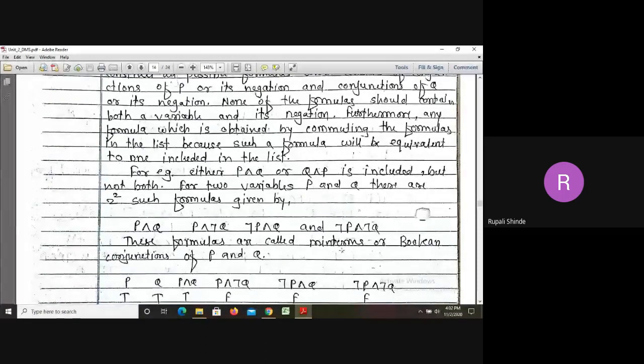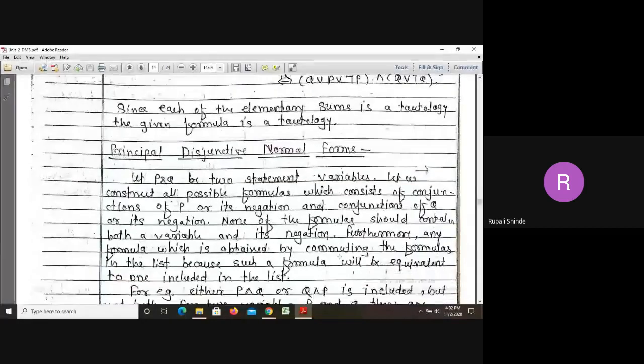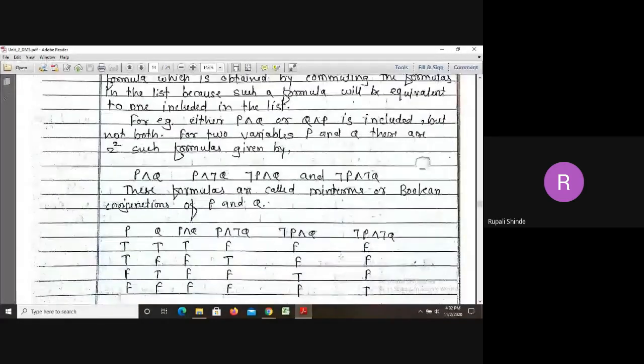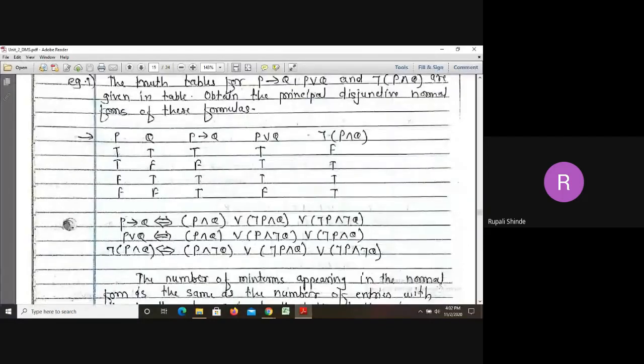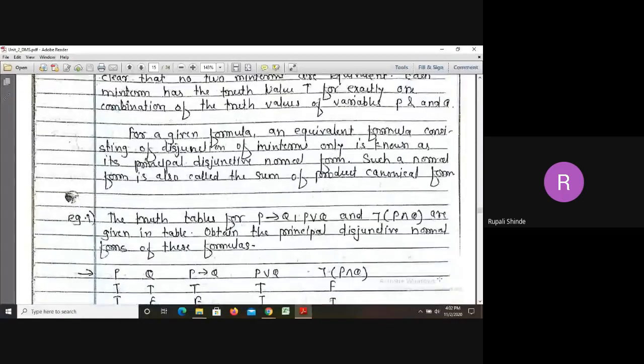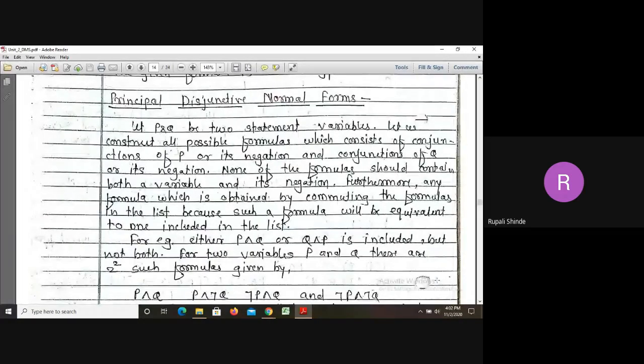That is in unit number 8. So the same rules we have to apply here to find the PDNF and PCNF of a given expression. But that part we will see next lecture. So just tell me, do you have any doubt regarding DNF and CNF?